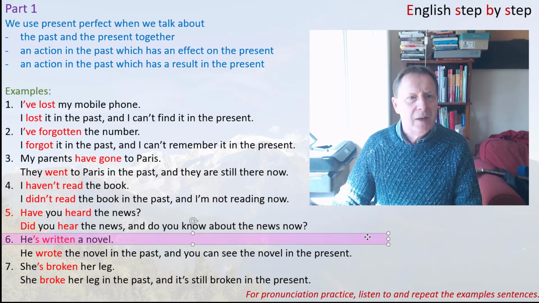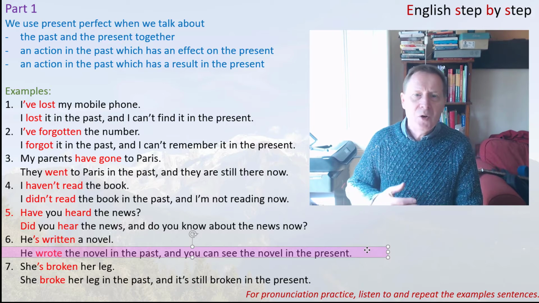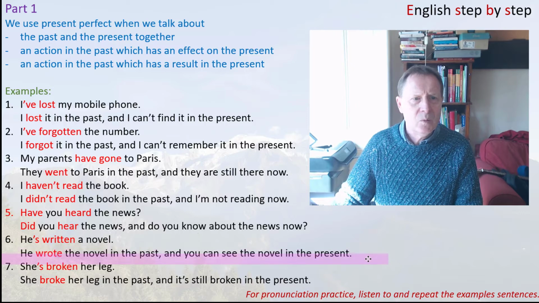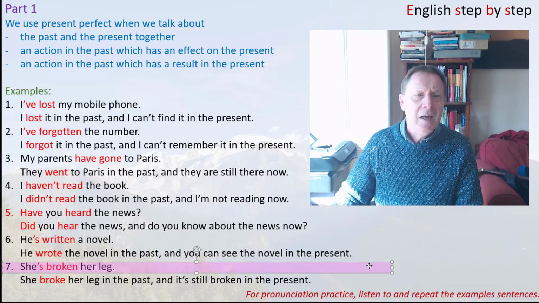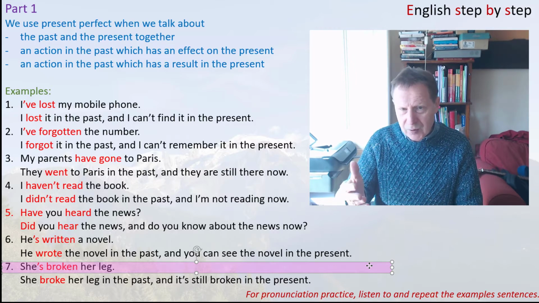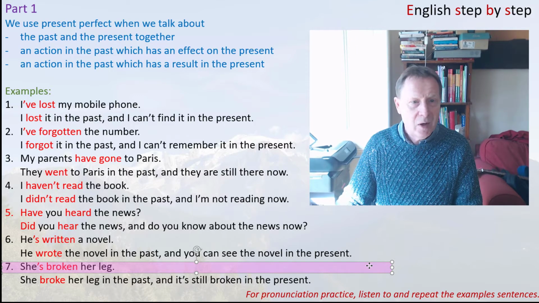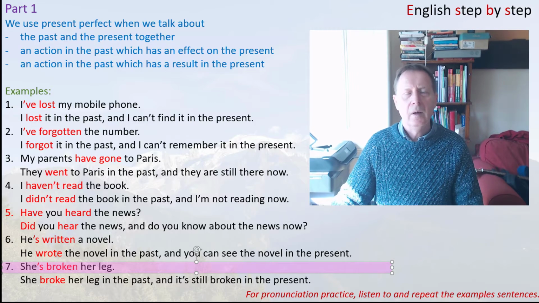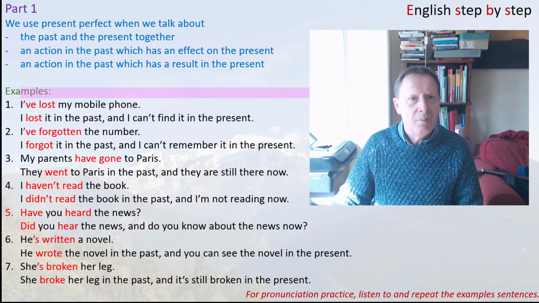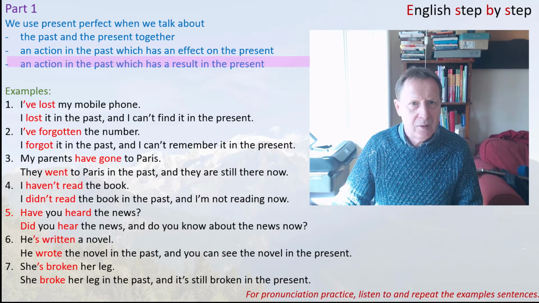Number 6, he's written a novel. Now, he wrote the novel in the past and you can see the novel in the present. So, he's written a novel. The next one, she's broken her leg. Now, she broke her leg in the past and it's still broken in the present because in the present we can see the broken leg. So we use the present perfect, she's broken her leg. So for all of these examples, we can see we've made a sentence in which there is a connection between the past and the present, an effect in the present or a result in the present.